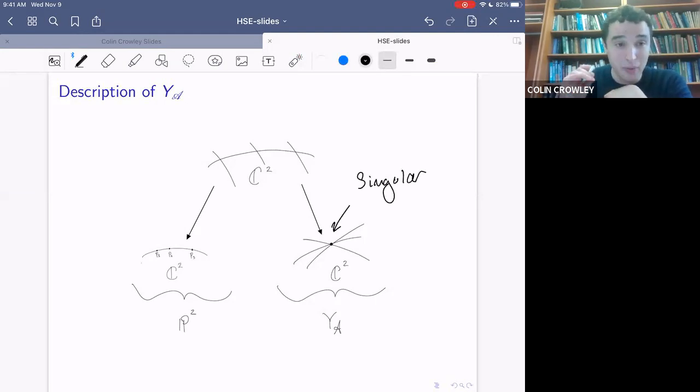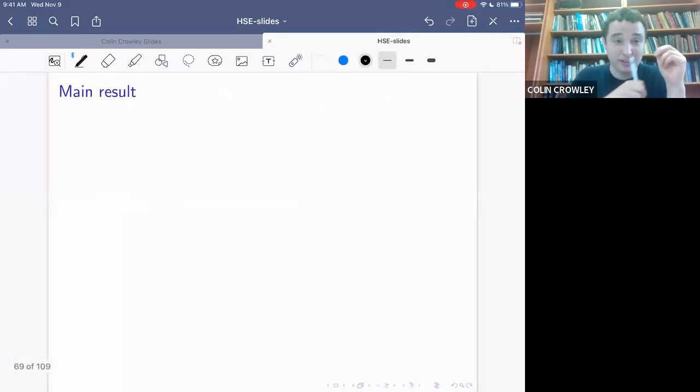And the way you can see this when you calculate is that these 3 lines, the tangent vectors, are independent. And so the dimension of the tangent space at this point is 3, even though it's just a surface. So that's where the singularity is coming from. Okay, so hopefully this helps you imagine what is going on. And okay, so now let me tell you about this correspondence.